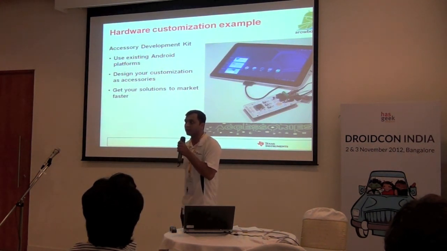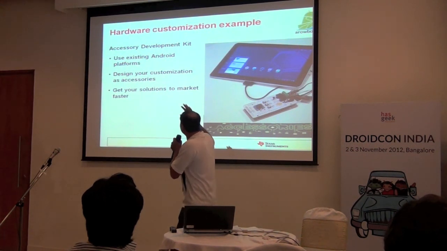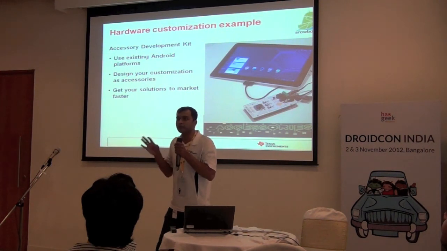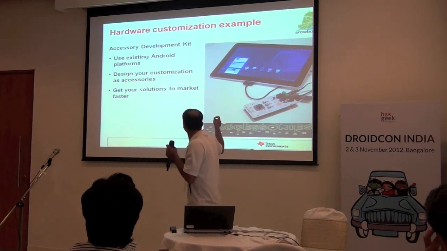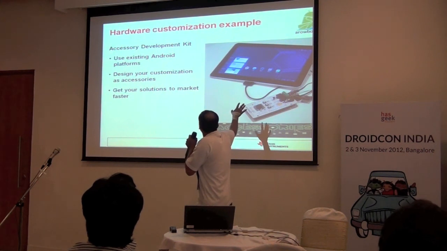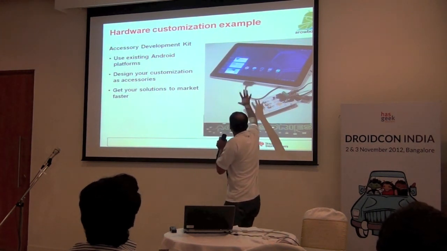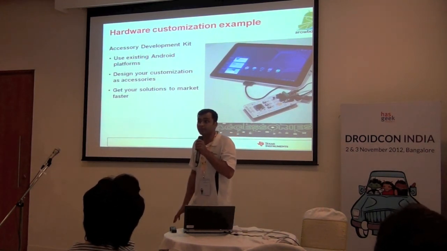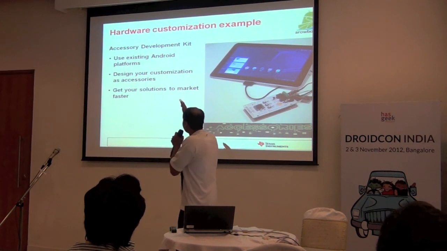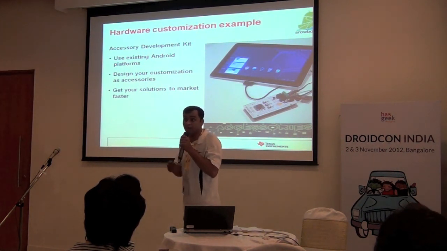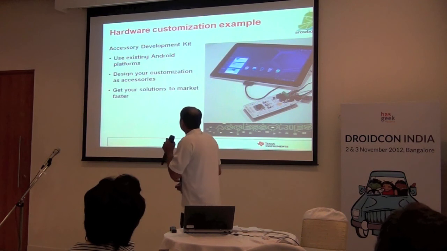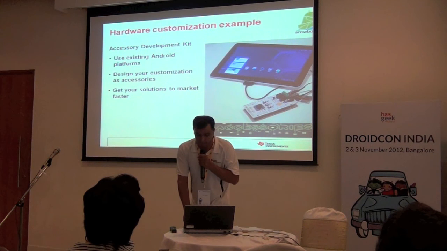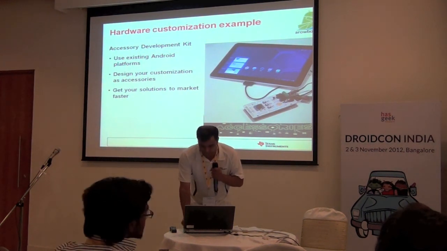You have to interface everything up. Instead, you can develop one accessory with some sensors, which will give some sensor data, and you can connect it to your Android powered device, so that the Android system and this kit will work as a weather station. So you need not design your complete system. You can leverage existing Android platforms, design your own products, and get solutions to market faster.